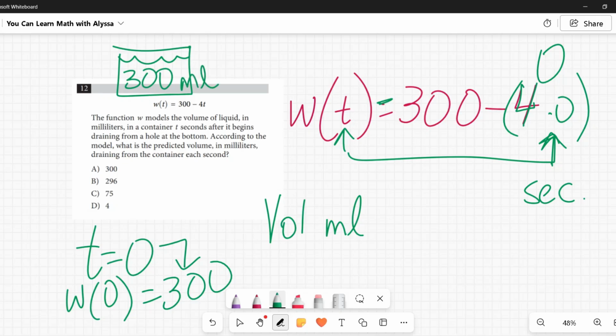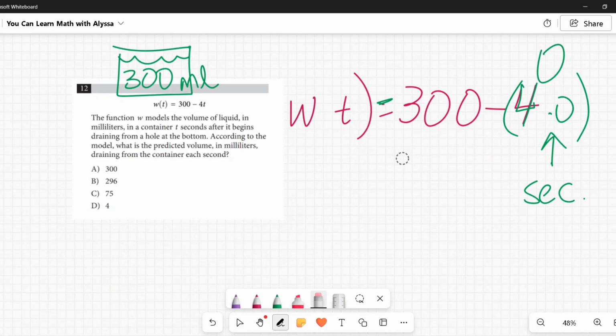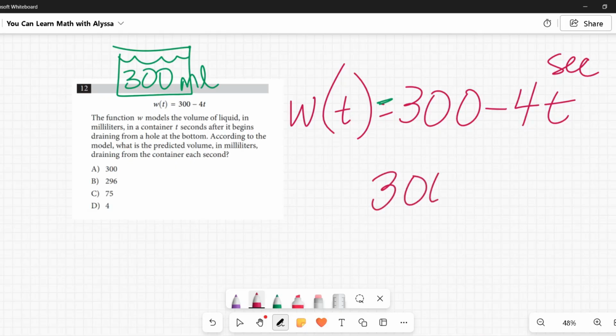All right. What happens at the first second? I'm going to get rid of all my little extra marks here. Let's put them back. Minus 4t. All right, that's my seconds. So what happens after 1 second? Let's plug in 1. 300 minus 4 times that 1 second. 4 times 1 is 4. 300 minus 4 is 296.